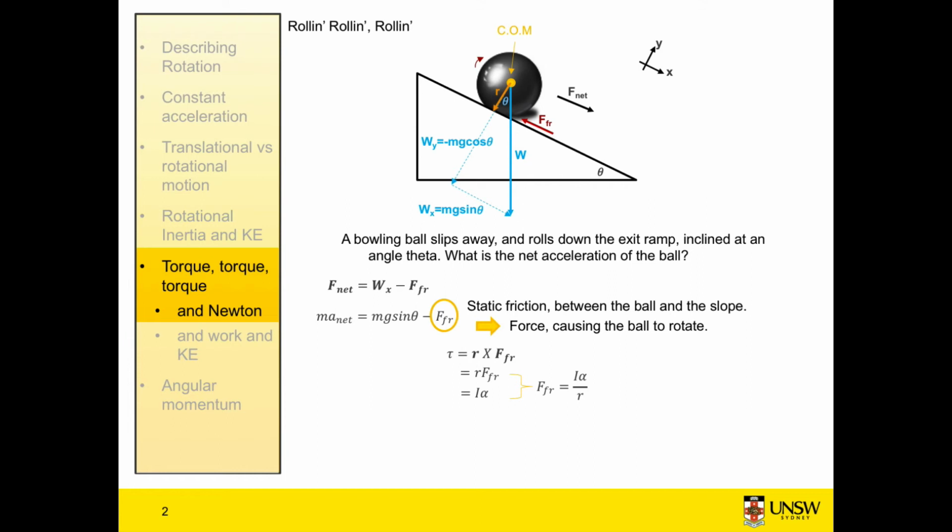I'm looking for the net acceleration, so I'm looking for the linear acceleration of the ball down the slope. So I need to get this expression in terms of linear variables. I know that the moment of inertia of a sphere is equal to 2/5 m r squared, and I know that my angular acceleration is equal to my linear acceleration divided by r. And in this case, my linear acceleration is our net acceleration down the slope. So simplifying all that, I find that I can write that my force due to friction is equal to 2/5 m a_net. And so substituting that back into our original equation, we get that our net acceleration down the slope, and this is the acceleration of the centre of mass of the bowling ball down the slope, is equal to 5/7 g sin theta.